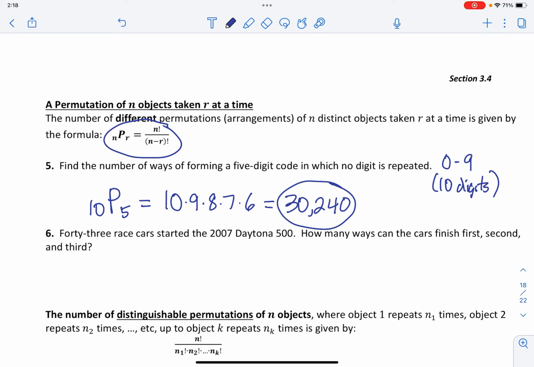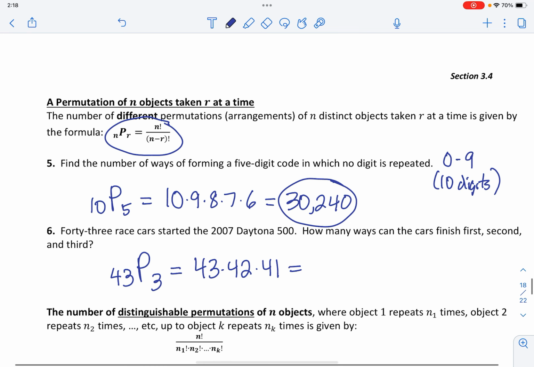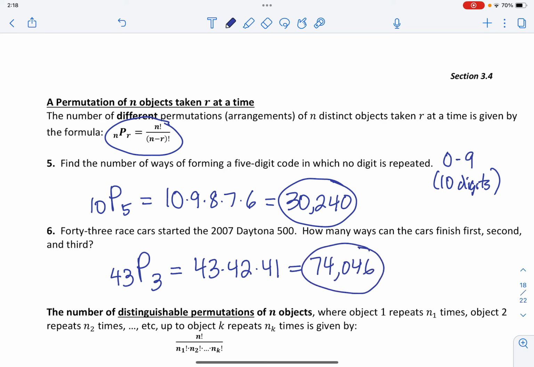So 43 race cars, how many ways can they finish first, second, and third? So I'm choosing from 43, 3 of them, right? And then now I have my 2 ways. I can just type that into my calculator, 43P3, or I know that's just 43 times 42 times 41. Start with the 43, decrease by 1 each time until you have 3 numbers. So either way, go to your calculator, calculate it out. You'll see that's 74,046. Okay.